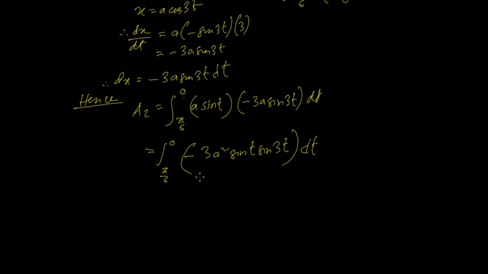Now we have a negative here. The rule is if you reverse or switch the limits, the negative sign becomes positive. So if you write 0 to pi by 6, this becomes 3a squared sine t sine 3t dt. This is what it becomes. Now how to integrate this? This is sine t and this is sine 3t. It doesn't fit any structure, but there is one structure that is given in the formula booklet. Let me show the formula booklet.